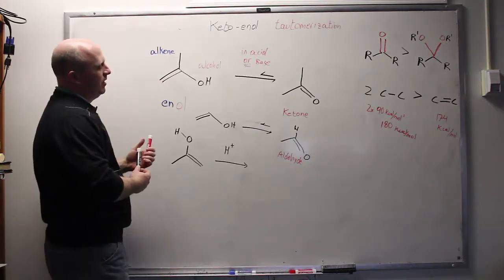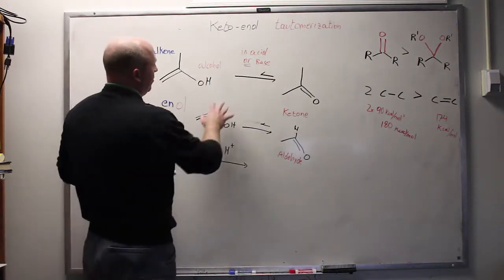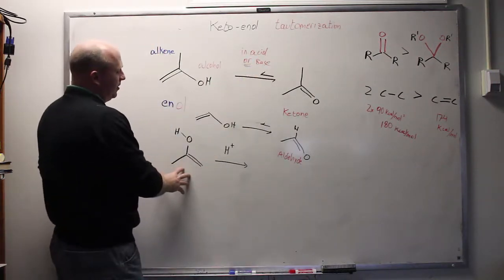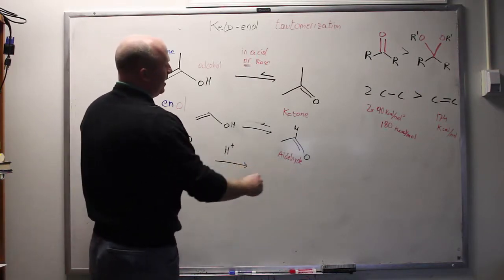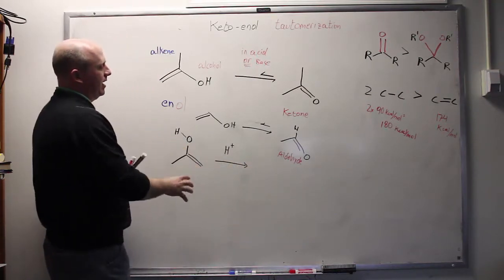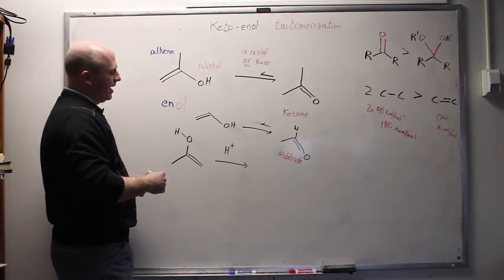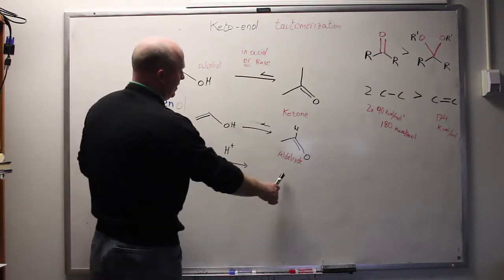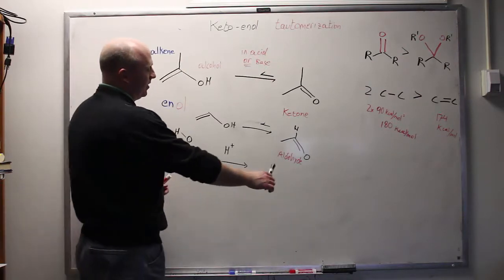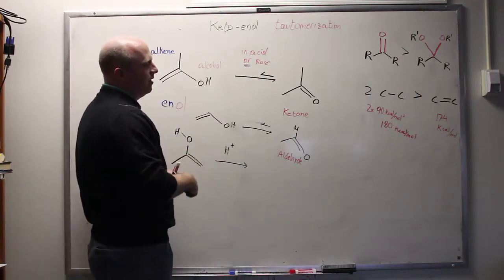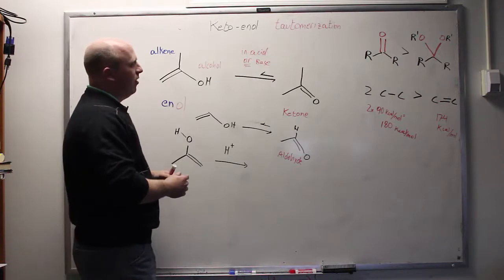The mechanisms are really why I want to focus on this. In either acid or base, you can convert an enol into a ketone and back again, or an enol into an aldehyde and back again. It can go either way, and I will show you the mechanisms for enol to ketone in acid and enol to ketone in base. And from that, you can infer the other. So I invite you to work through all the mechanisms.